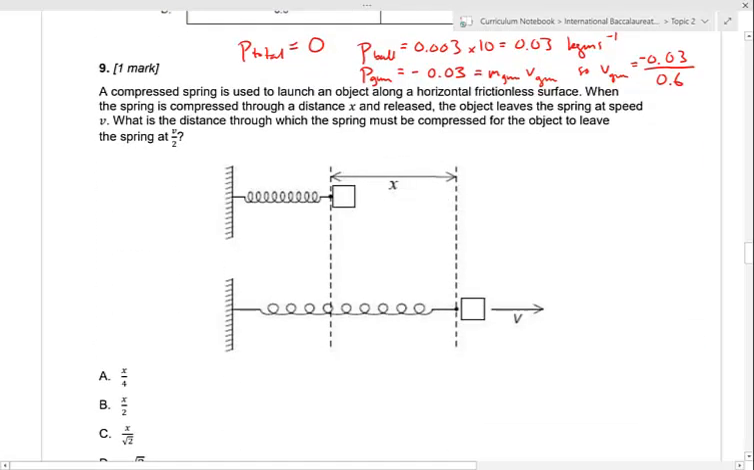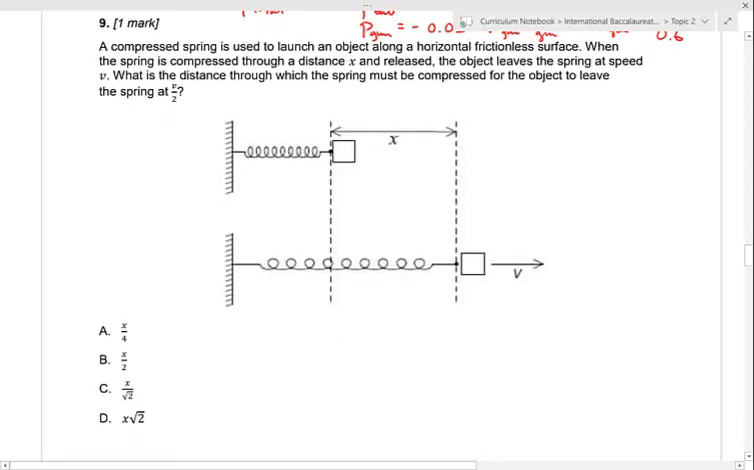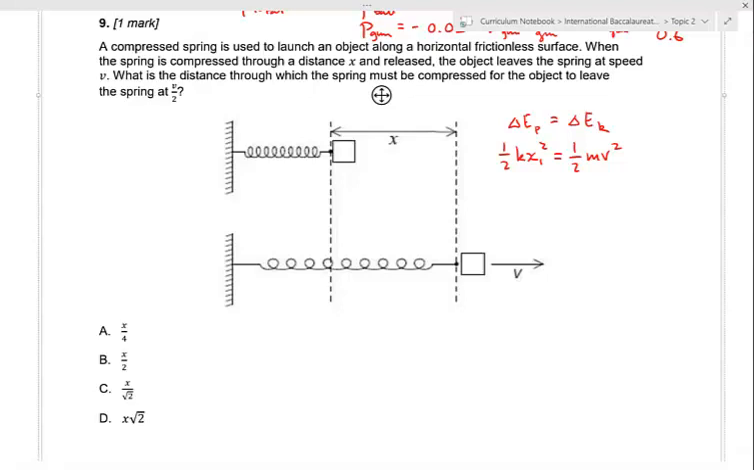Okay, a compressed spring is used to launch an object through a horizontal frictionless surface. When the spring is compressed through a distance x and released, the object leaves with a speed of v. What is the distance through which the spring must be compressed for the object to leave at v/2? Well, this is an energy conservation problem, so delta EP must be equal to delta EK. So in the first case we have a half k x squared must be equal to a half mv squared. We'll call that x1.